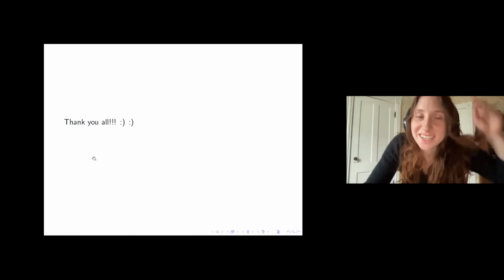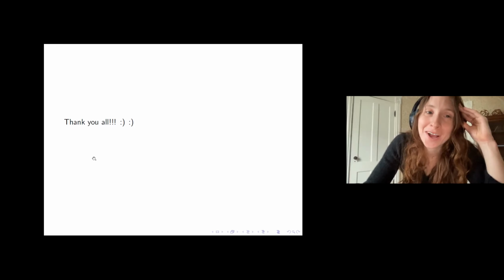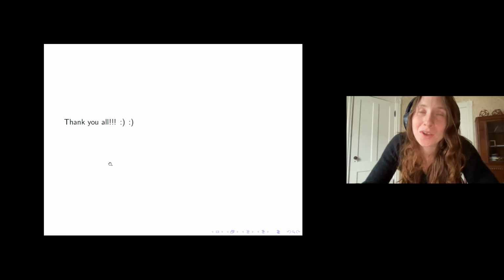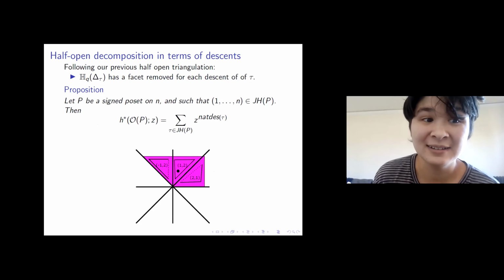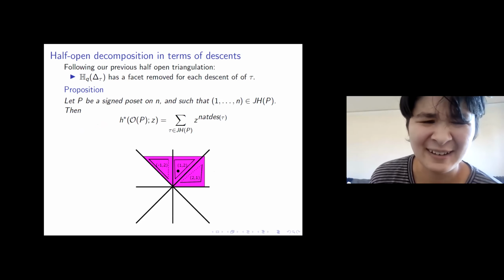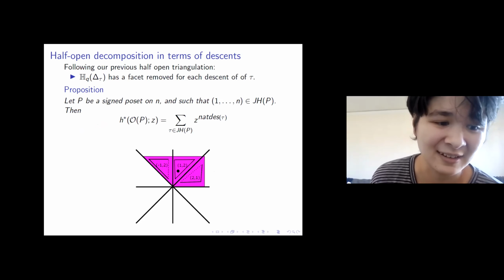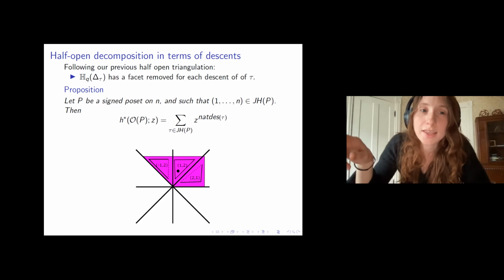I have just a clarifying question. I don't know if it's a clarifying question, but when you define the natural descent in type B, how does that compare to the Coxeter descent? That's a good question. I've seen several descent statistics, but I don't know which one is the Coxeter descent statistic. It's the one where you index the descents by the simple reflections, and then you say it has a descent at the simple reflection if you multiply by it and the length decreases.